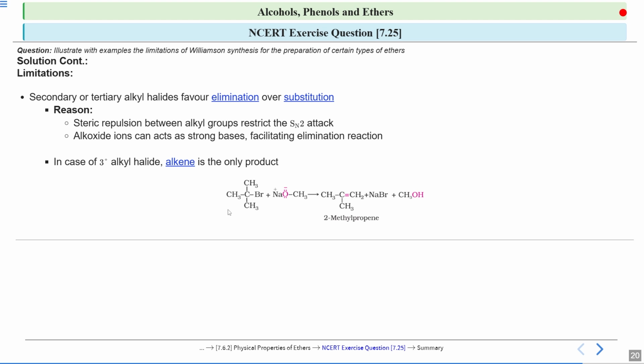So if this is a 3-degree alkyl halide, elimination will be favored and alkene will be formed over here. Okay. So this NaOH, which acts as a base over here, will abstract one of the H from this methyl group, this bond will come down and this bromine will leave. So it will form a carbon-carbon double bond. Okay. So you will see an alkene will be formed and you will get CH3OH, that is CH3 from here, O and H from any of this methyl group. So you will get an alkene in this case. So this was the limitation.